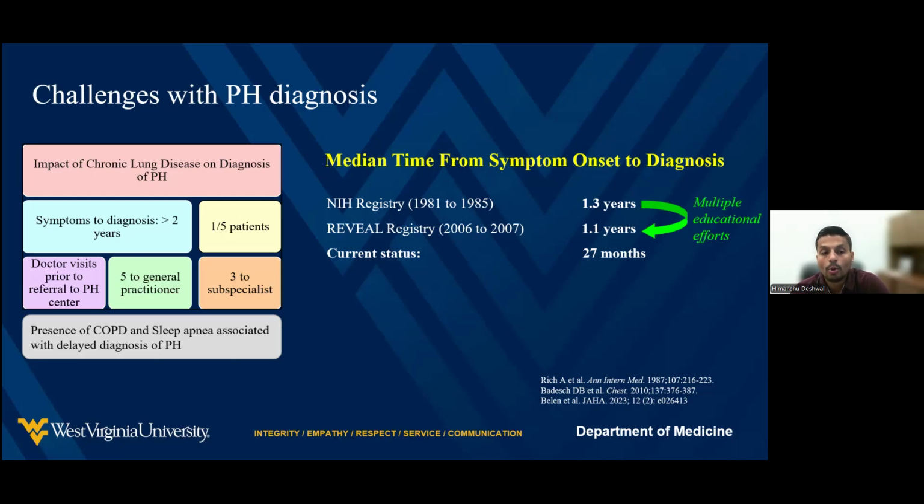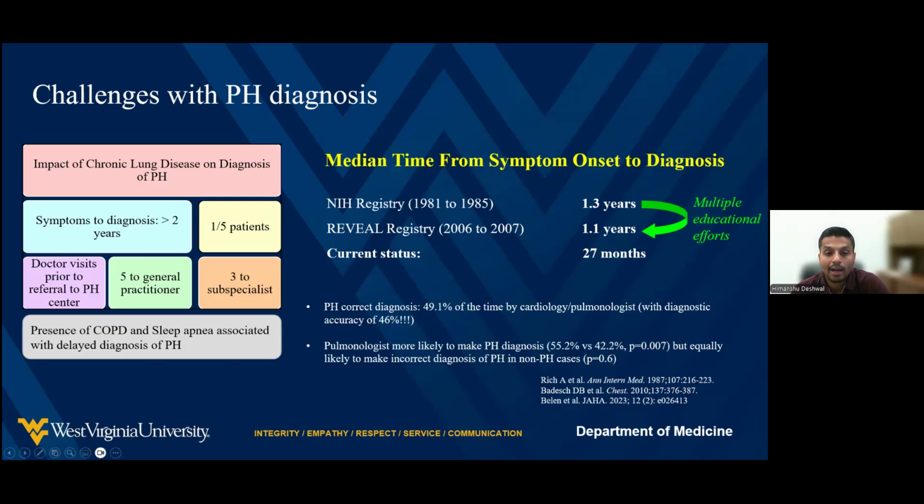If they had a comorbidity of COPD or sleep apnea, the diagnosis of pulmonary hypertension was delayed. The reason being, they thought this was all contributed by sleep apnea and COPD, and then it was just ignored. And then just to make matters worse, this was a study from the Journal of the American Heart Association. So this is a very interesting study.